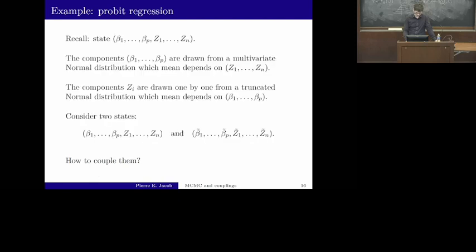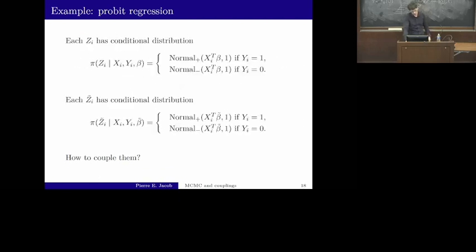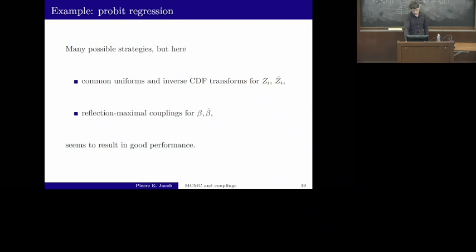Okay, so what did I try? I tried common uniforms and inverse CDF transform for the truncated Gaussians. So I don't try to make the truncated Gaussians become equal. I try to make them sort of be not too far from one another. And then I did this reflection maximal coupling that I showed you for the multivariate Gaussian. And it seems to work quite well, so I was happy. Right? I have no result about this being the best thing to do. You should do that. So I try something.